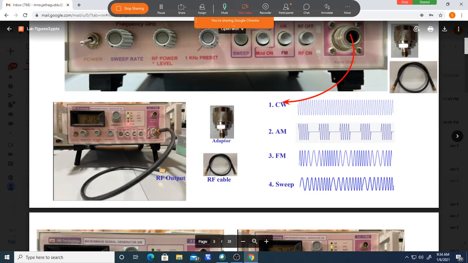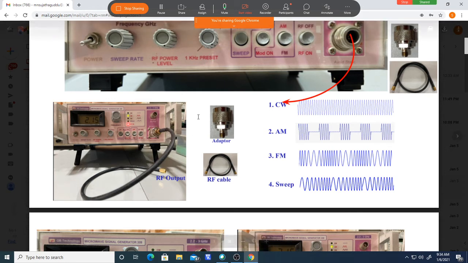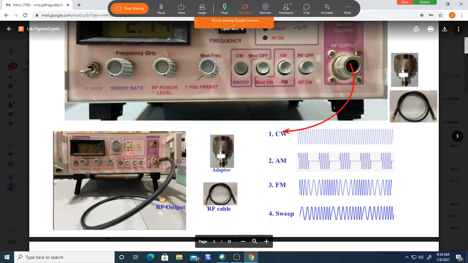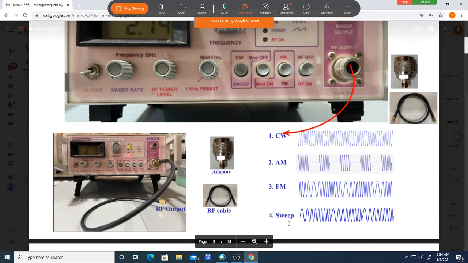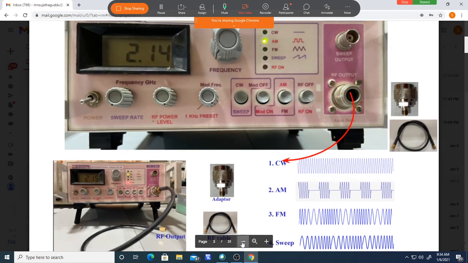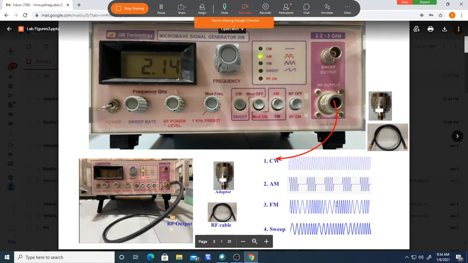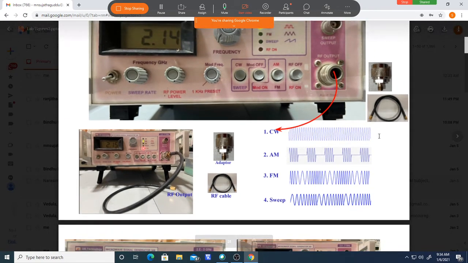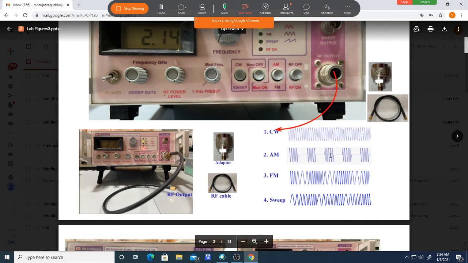Now we cannot connect directly to here. You should take it from here, after connecting this adapter and a cable. The output coming from here, I have shown here. See, I have shown four waveforms. One is continuous. Another is an AM signal.